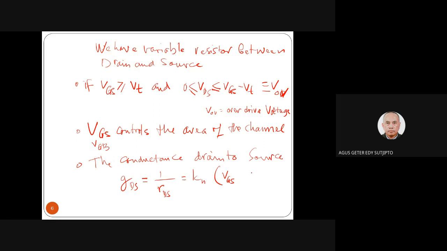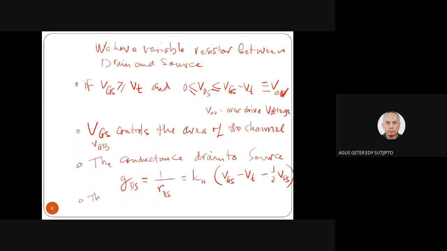Then we can have Kn times VGS minus VT minus half of VDS. So this is half of VDS. VGS minus VT minus half of VDS, multiplied by the constant. So this is the conductance.